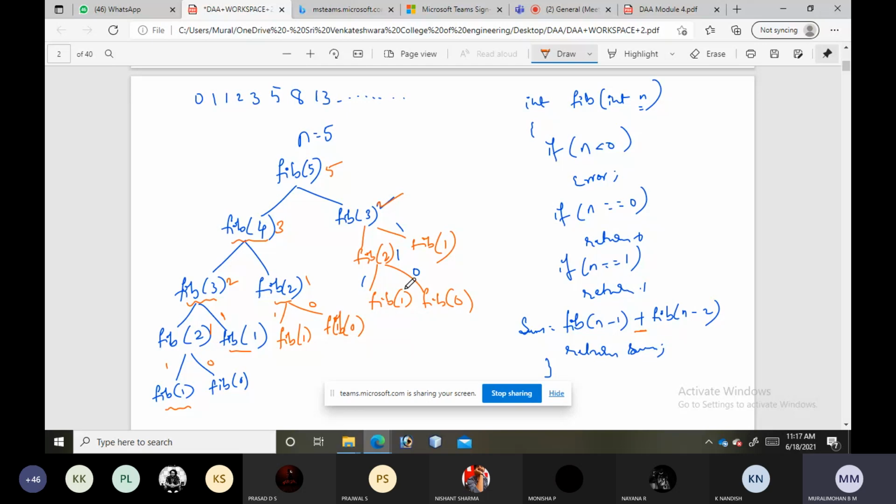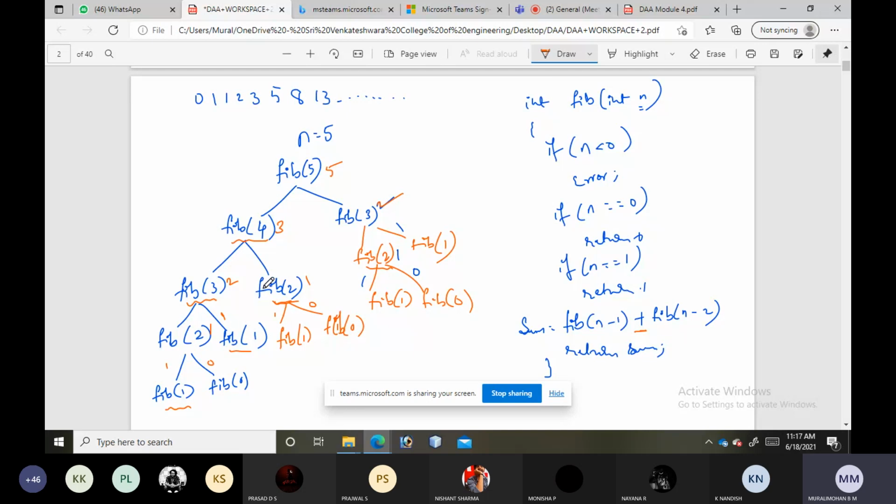Similarly, fib of 2 we already calculated, but again we are calculating it here, right? So here the subproblems are repeating.